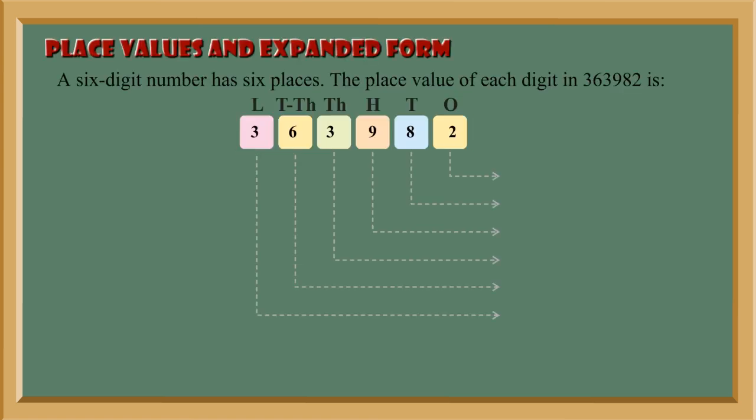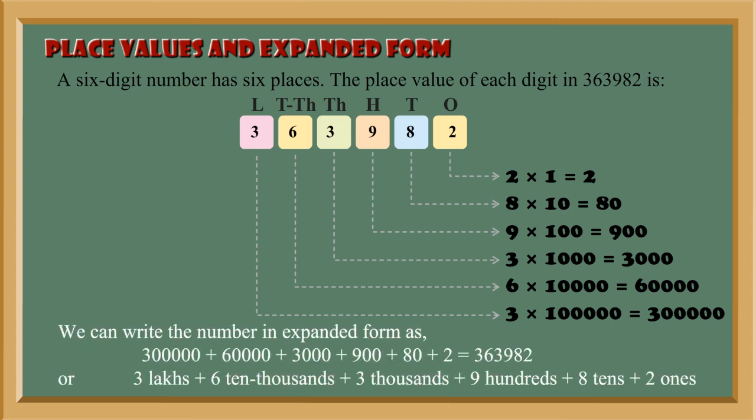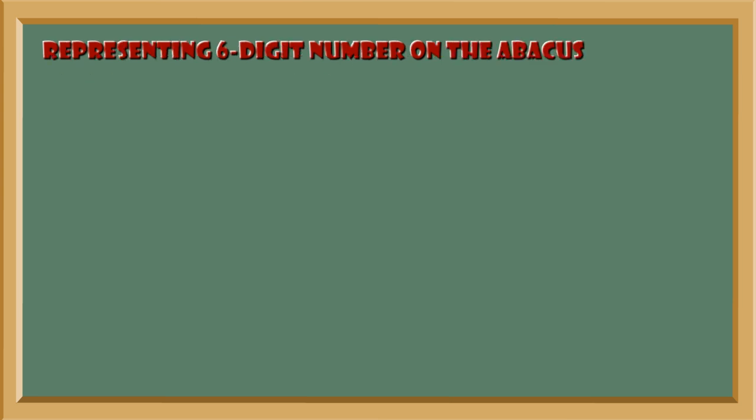A 6-digit number has 6 places. The place value of each digit in 363982 is, we can write the number in expanded form as 3 lakhs plus 6 10,000s plus 3 thousands plus 9 hundreds plus 8 tens plus 2 ones.